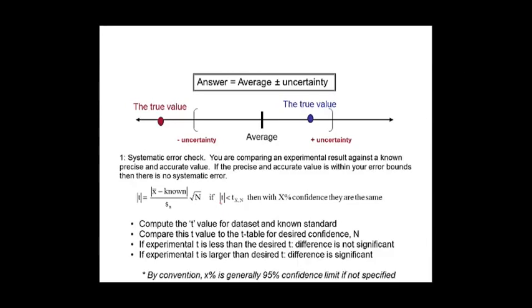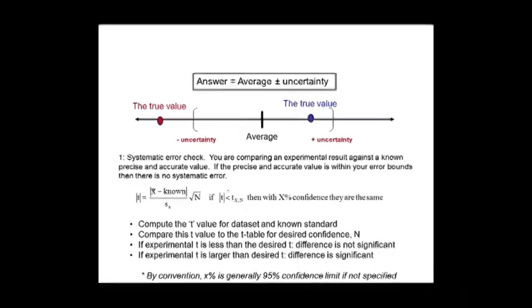By convention, as I said before, if you haven't been given a confidence limit and you're just asked, is there evidence of systematic error, you're going to go for a 95% confidence limit. It's just kind of a convention.